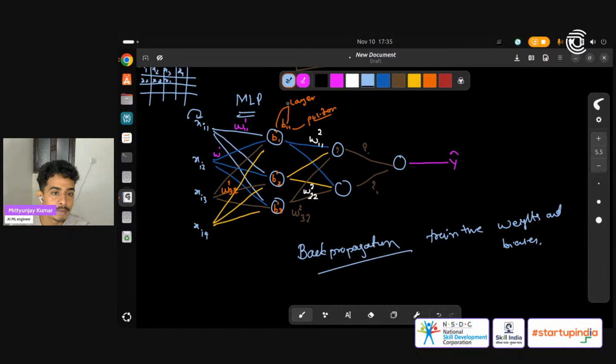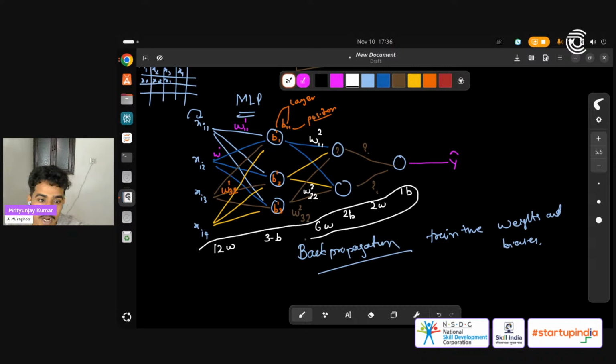If we look at this picture, how many weights do we have to train, and how many biases? If you focus here, in total we have 4 times 3, which is 12 weights to train, right? And how many biases? Here the bias term is 3 biases. Again, here we have 6 weights. Again, here we have 2 biases, right? Again, we have 2 weights. And the last one, 1 bias. So how many parameters do we have to train? Just focus here. We have to add all of them. So 12 plus 3 is 15, plus 6 is 21, plus 2 is 23, plus 2 is 25, and 1 is 26, right? So in total we have 26 parameters to train.